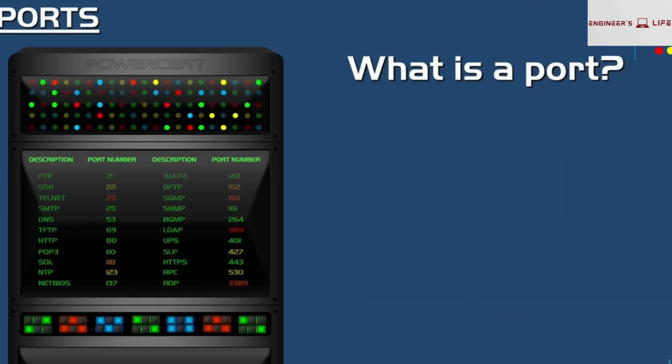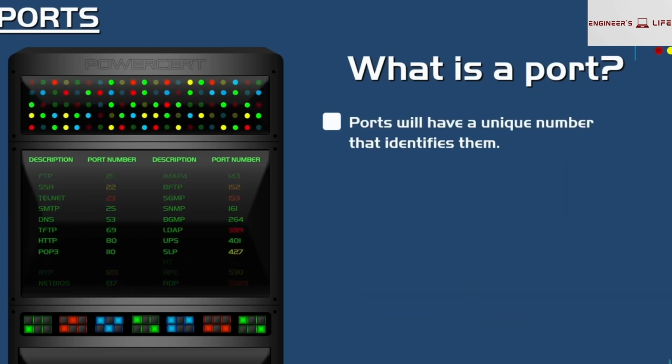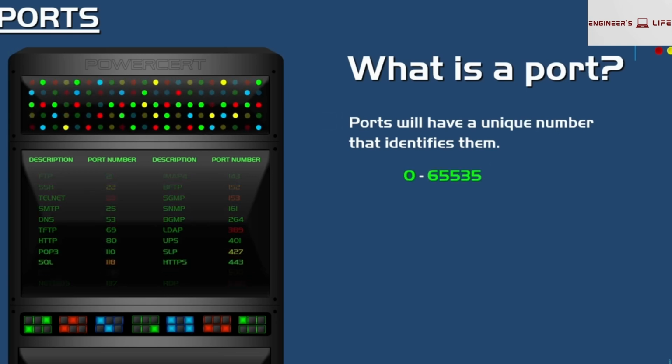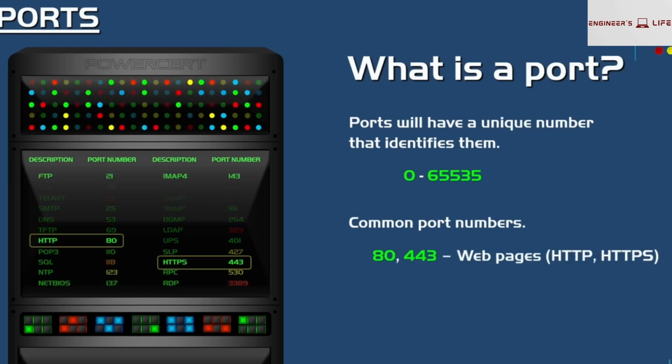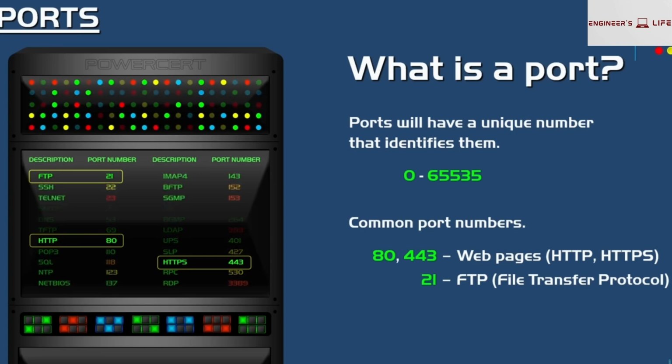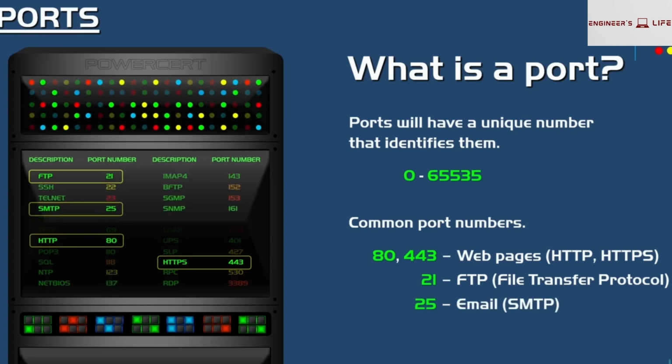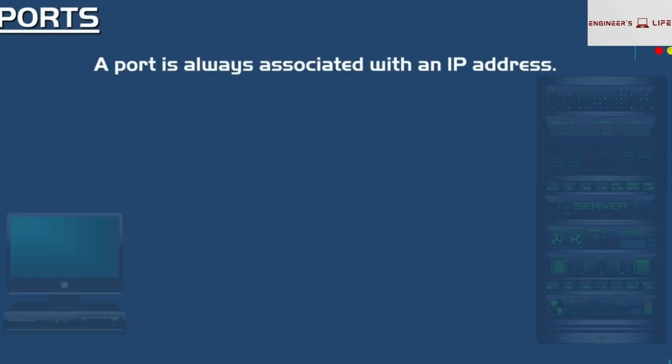And ports have a unique number that identifies them. The number ranges from 0 to 65535. For example, some common ports are port 80 and 443, which are used for web pages. Port number 21 is used for FTP, and port number 25 is used for email. A port number is always associated with an IP address.